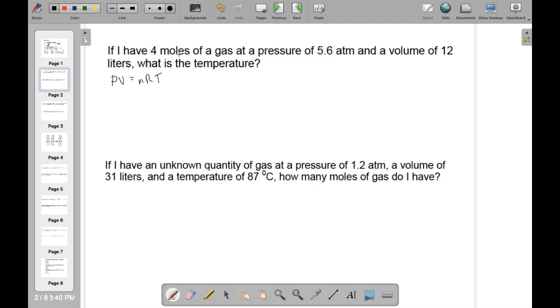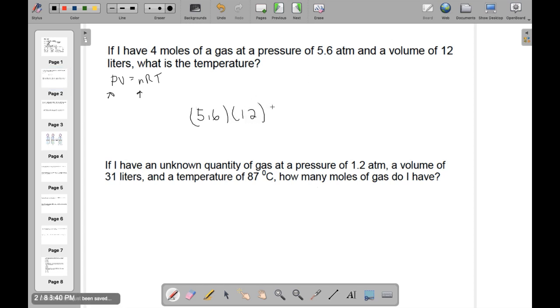If I have 4 moles of a gas at a pressure of 5.6 atmospheres, and a volume of 12 liters, what is the temperature? Okay, so we have 4 moles here, 5.6 atmospheres, and 12 liters. What is the temperature? Well, I have to first of all insert my constant. I don't know what the temperature is, I'm looking for that. What constant do I use?